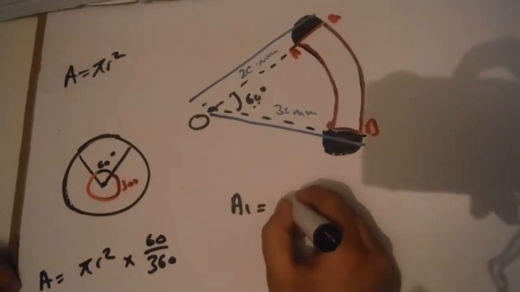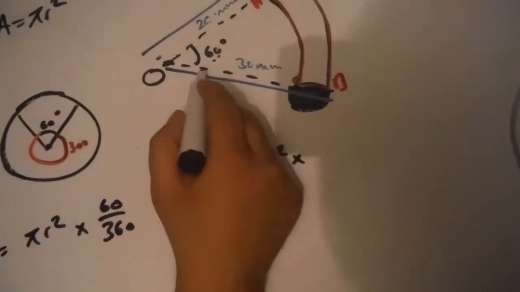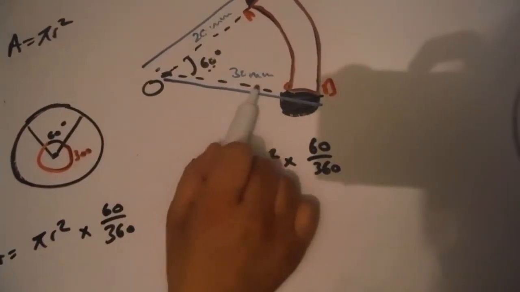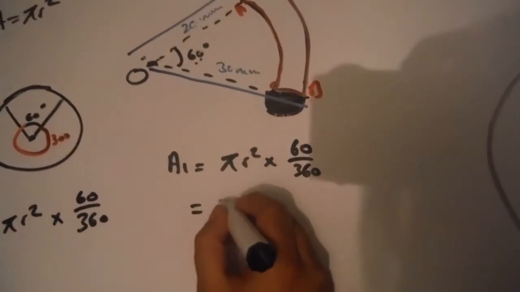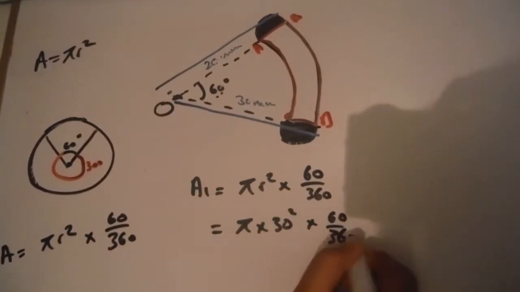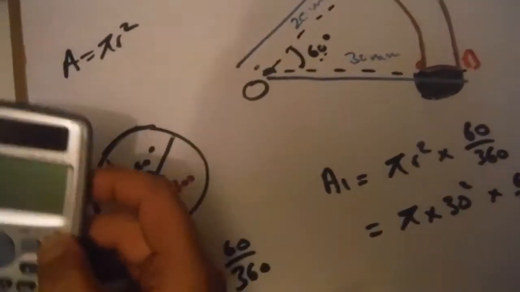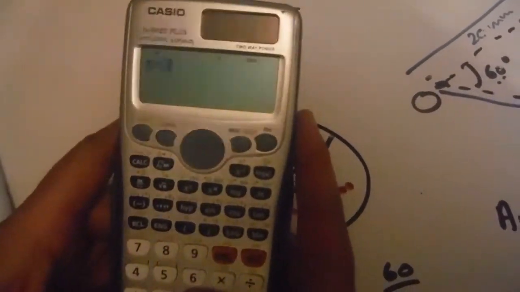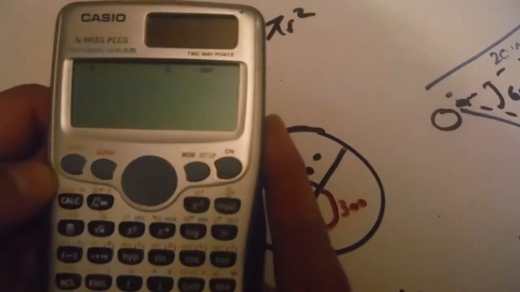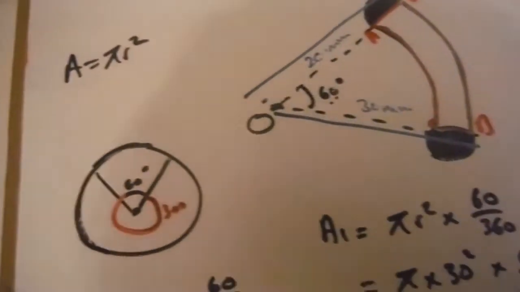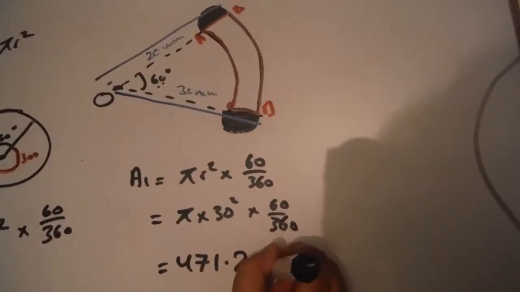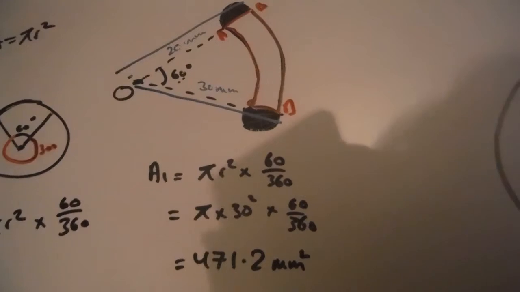So to work out the area of the biggest sector, it's just pi r squared times, again, the degrees out of 360, which is 60 out of 360. If the radius is 30 millimeters, we're just going to input that into our formula: pi times 30 squared times 60 over 360. Put that in a calculator, and we should get 150 pi, which is 471.2 millimeters squared. Okay, so that's the area of the bigger sector.